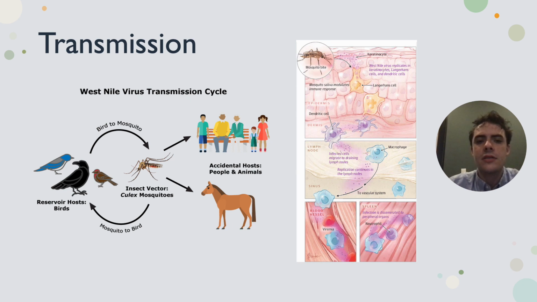From there, the dendritic cells migrate to the lymph nodes where the virus replicates and is released into the lymph and becomes attached to macrophages. These macrophages then migrate around the body to specific organs like the spleen, and that is how the virus continues to replicate and infiltrates all parts of the body.